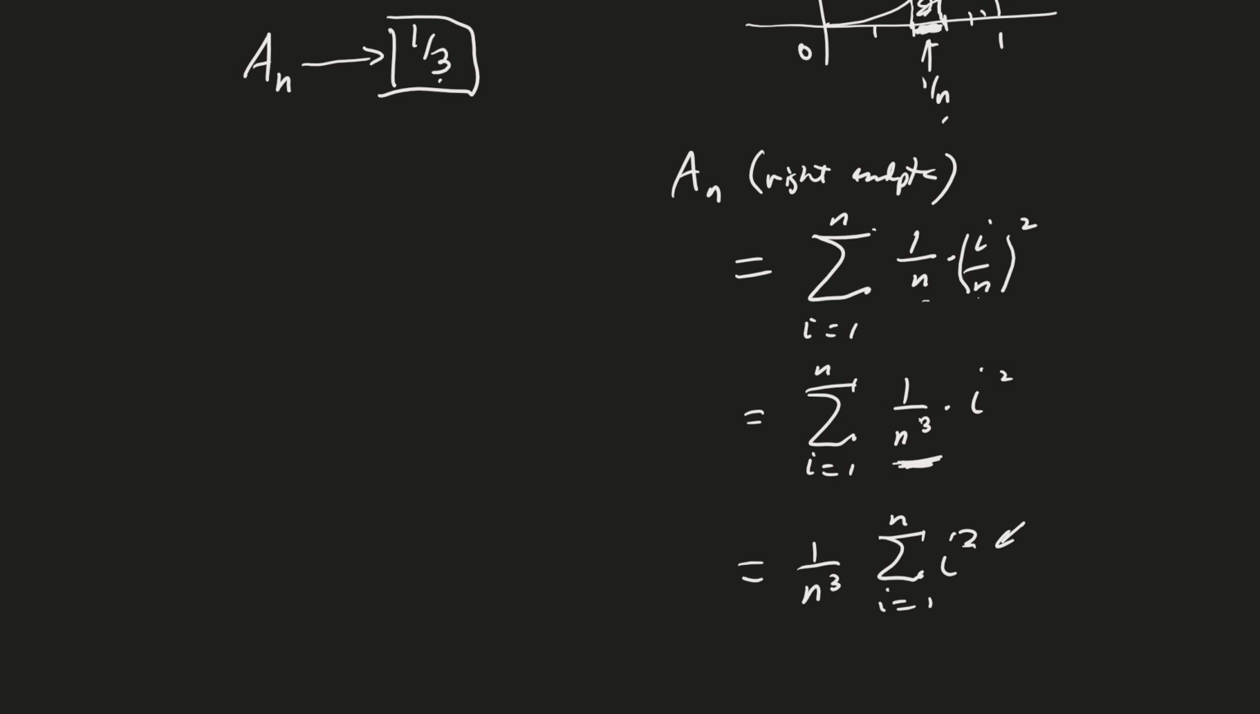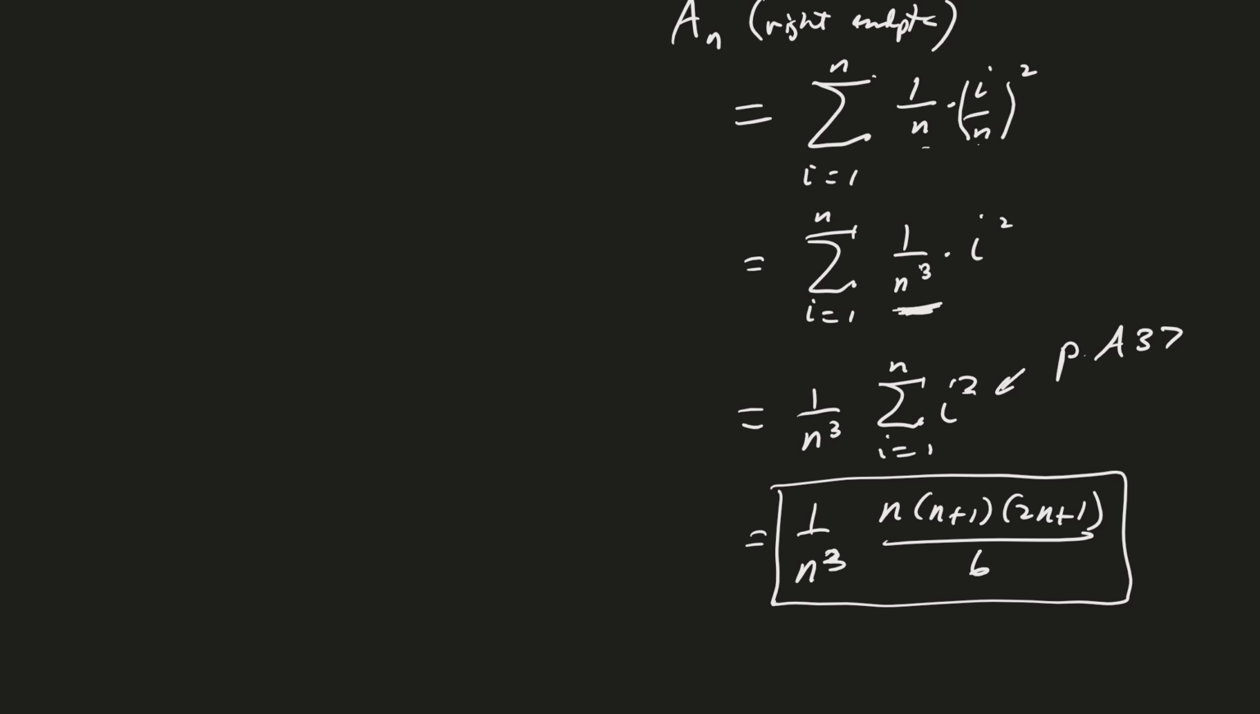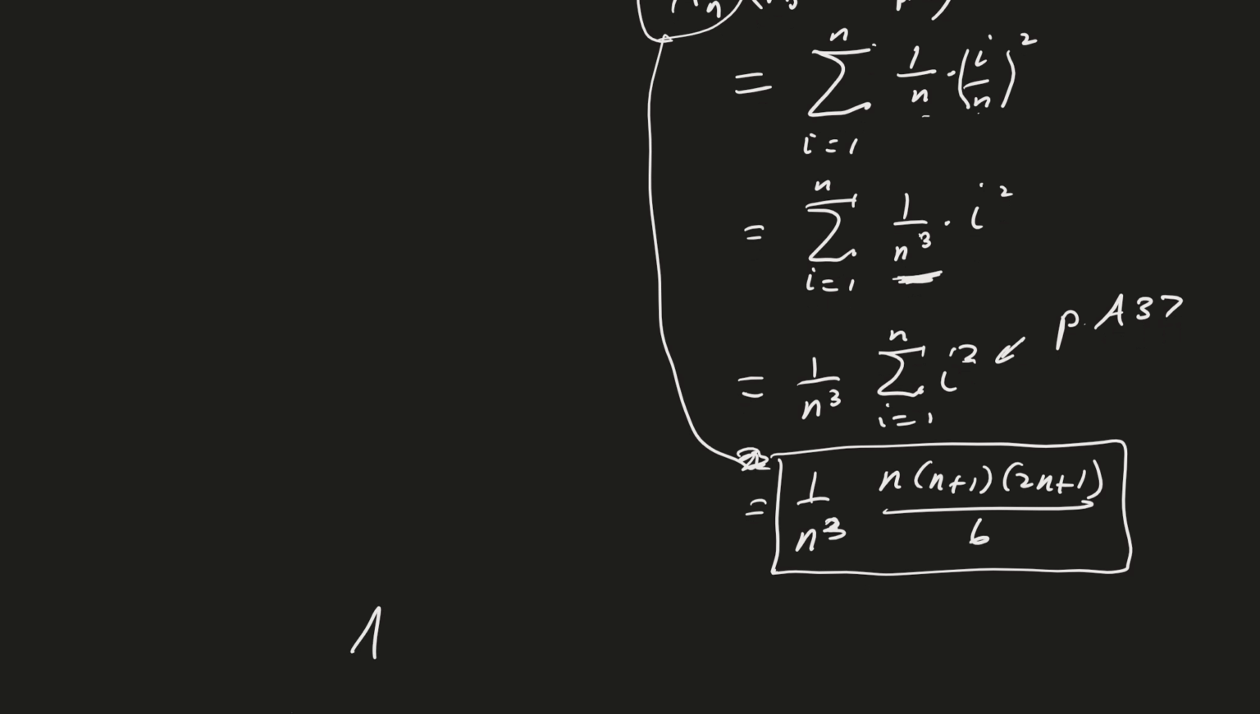And now using our formulas from page A37, do you remember what that formula was for that one? Well, I'll write it down for us. 1 over n cubed, and this was n times n plus 1 times 2n plus 1 divided by 6. Now what does this number represent? This is the area using n rectangles with right endpoints. And so how do you find the area for the function from 0 to 1? Well, the area is going to be the limit as n goes to infinity of our expression here: n times n plus 1 times 2n plus 1 divided by 6n cubed.